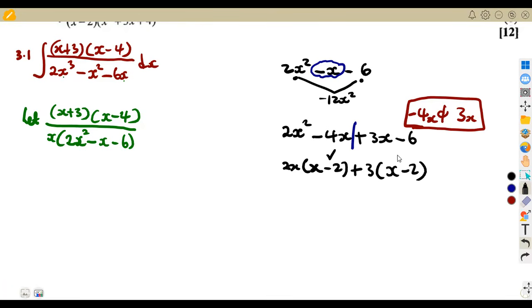Since the two brackets are the same, guys, we know the concept. We are going to factor out that common bracket, and you remain with 2x on this part, and this will be plus 3. So we are going to remain with 2x plus 3. Okay.